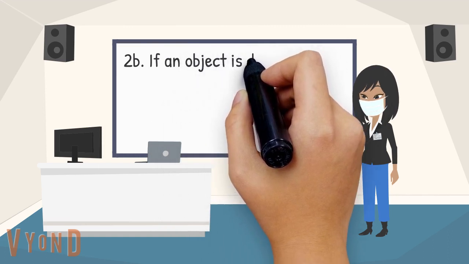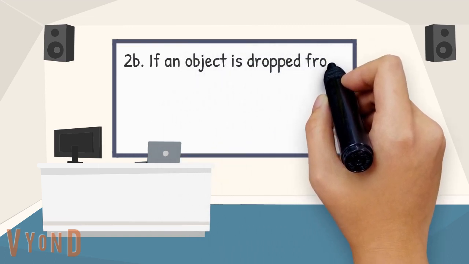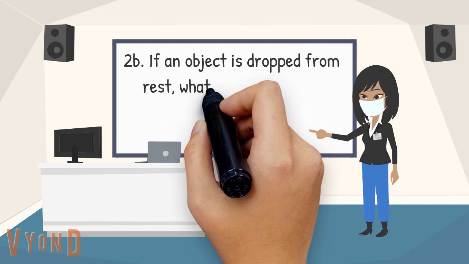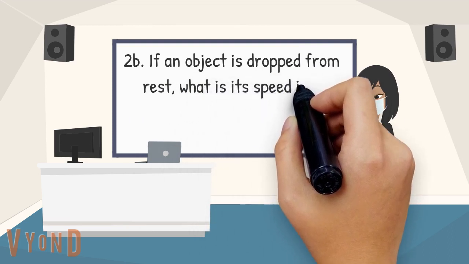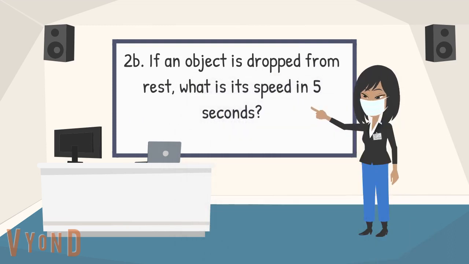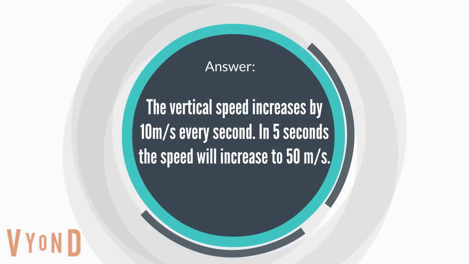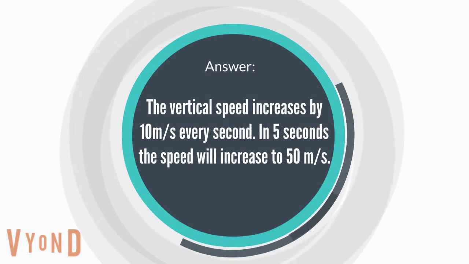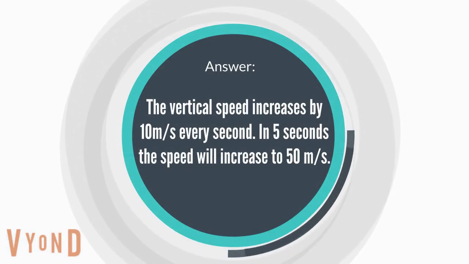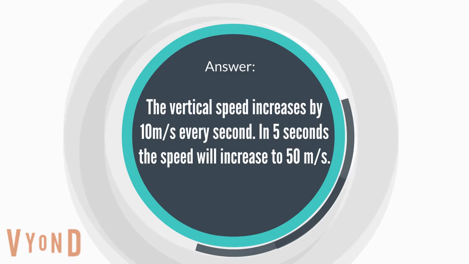If an object is dropped from rest, that means the speed is initially 0. What is its speed in 5 seconds? The vertical speed increases by 10 every second. In 5 seconds, the speed will increase to 50 meters per second.